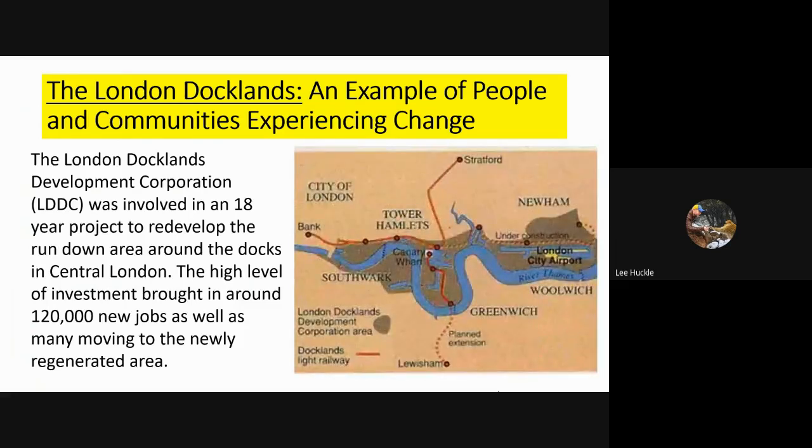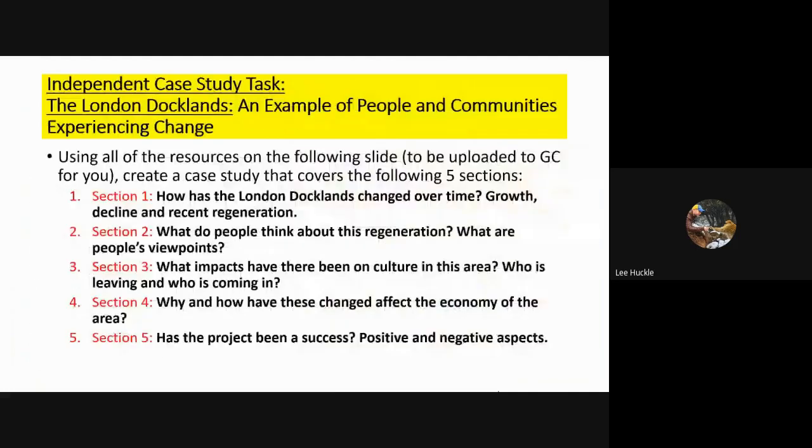You'd have looked at particular areas of the London Docklands: what areas were regenerated, at what time, and how. So again, revisit your notes on this. You were then asked to produce a detailed report, a detailed case study, looking at these different areas of the London Docklands regeneration, with a particular focus here on how the community was changing over time.